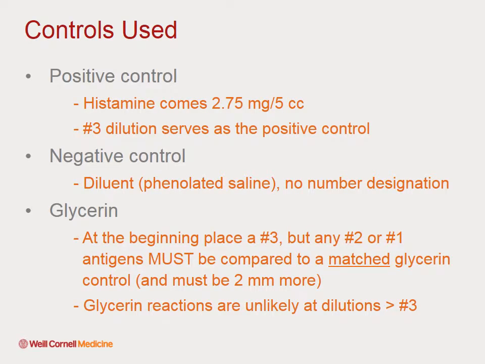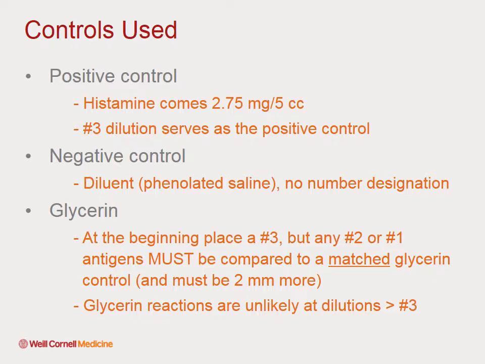Okay, so these are the controls that are used during intradermal dilutional testing, or IDT as we call it. The first one is histamine. So that also comes in a concentrated solution, and we make 5-fold dilutions of that in a very similar way that we make 5-fold dilutions of the concentrated allergen. And for IDT, we use the number 3 dilution as our positive control. For the negative control, we use our diluent, which is just phenolated saline, which doesn't really have a number designation, but certainly if they come back positive, that would indicate that the skin is too sensitive really for testing.